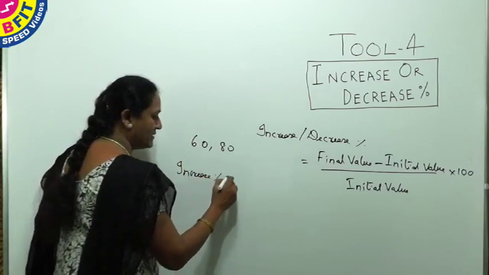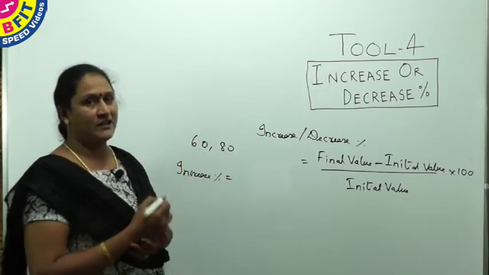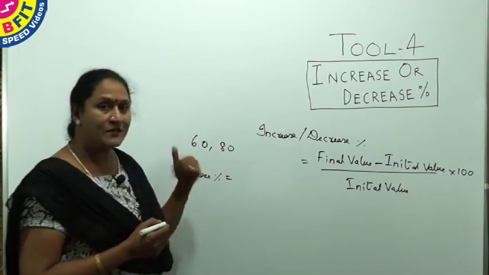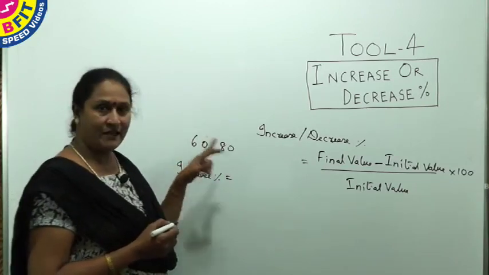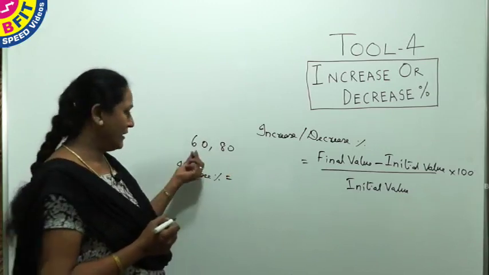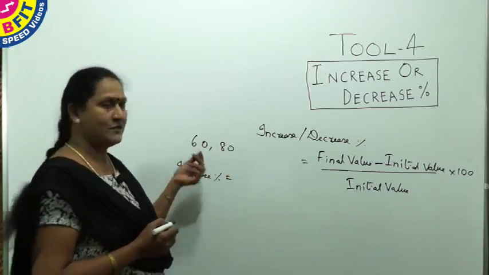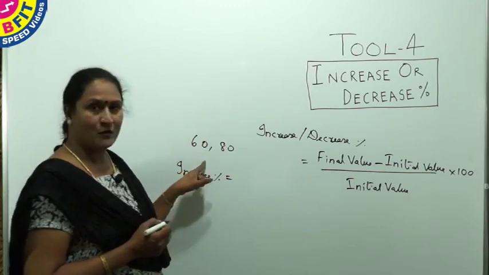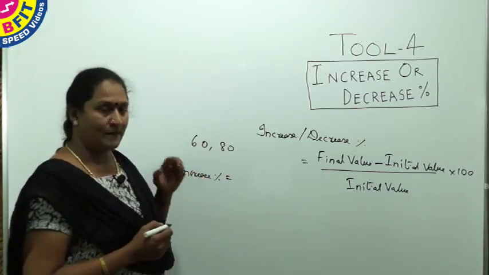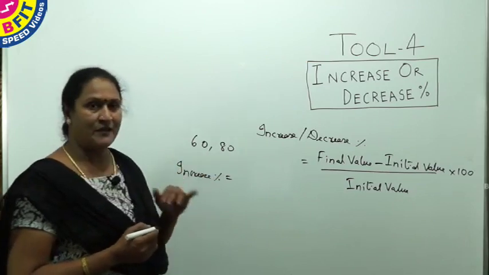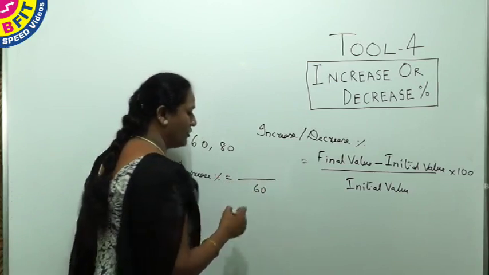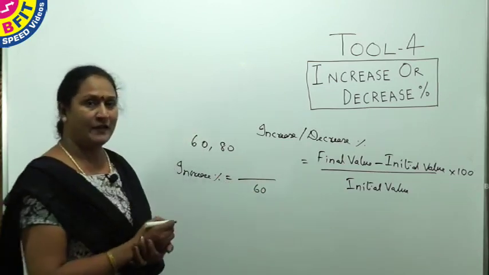So when increase percent is asked, what will be the initial value? So from 60, how much is it more? From 60, 80 is 20 more. So initial value will be 60. That is the smaller value. So when increase percentage is asked, write the smaller value in the denominator, because the smaller value will be the base, the initial value. So 60 in the denominator, and what will be the numerator?